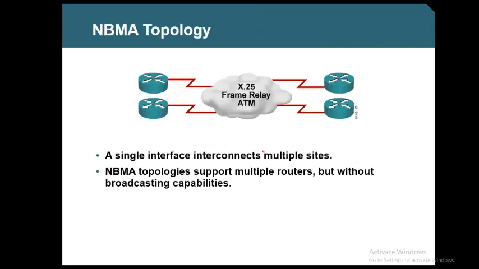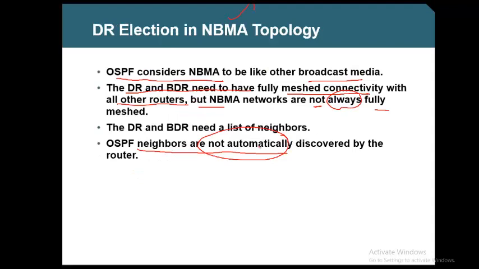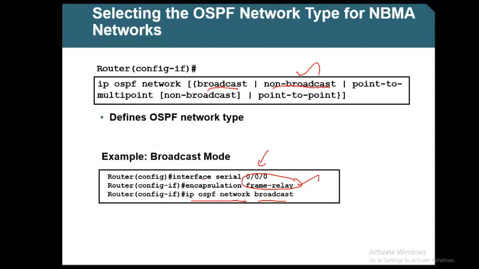NBMA topology supports multiple routers but without broadcast. Because it is without broadcast capability, the neighbors will not be dynamically discovered. But if you say, no, I want neighbors discovered dynamically, then you tell OSPF to consider this non-broadcast as broadcast. Just behave as if you are in a broadcast environment. So it will start discovering neighbors dynamically.